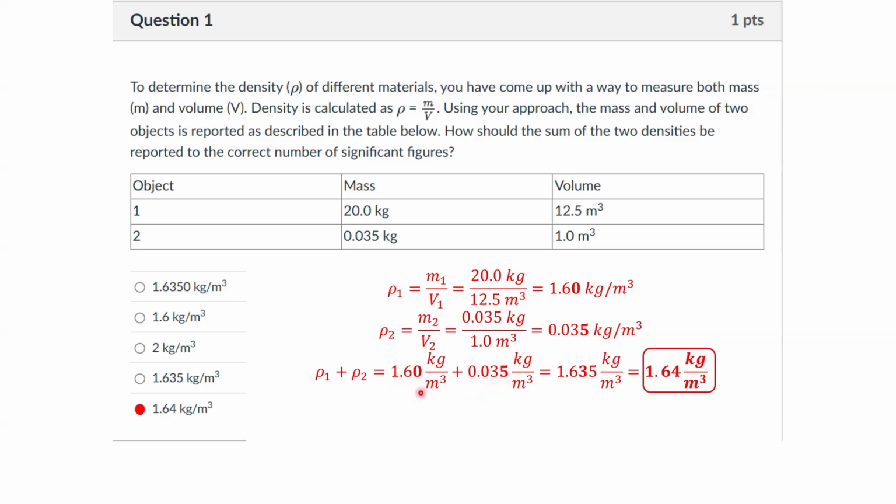When we add 2 inputs, we will keep the digit that's closest to the decimal place on the right of the decimal place. That would be the second digit or where the 0 lies. So when I add this, I will get 1.635. The decimal place holding the significant figure would be where the 3 is. So rounding to that decimal place would be 1.64 kilograms per meter cubed, which was an answer choice.